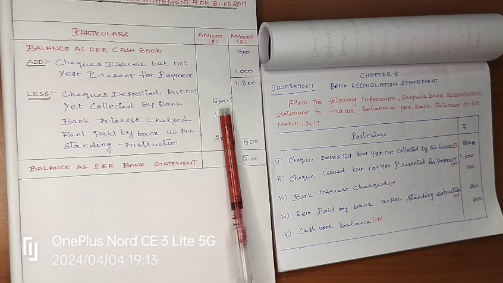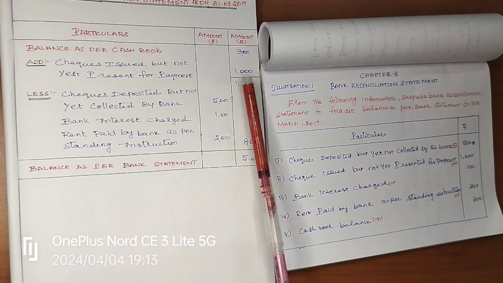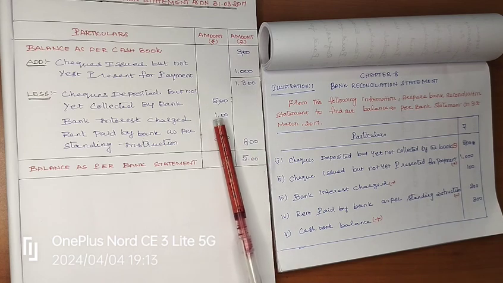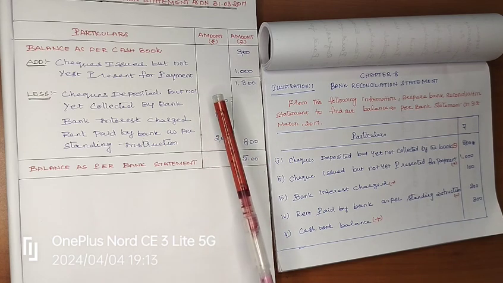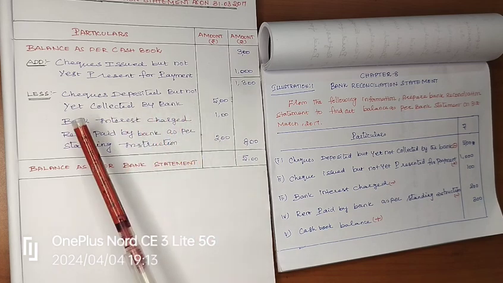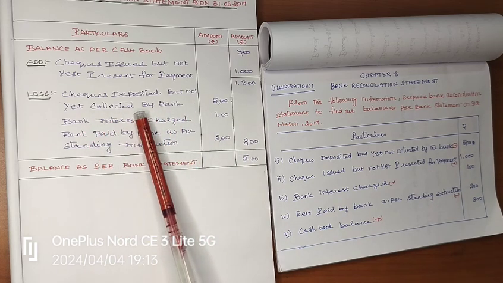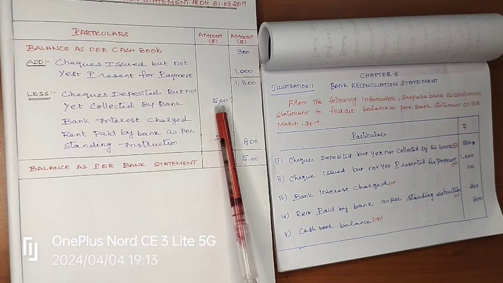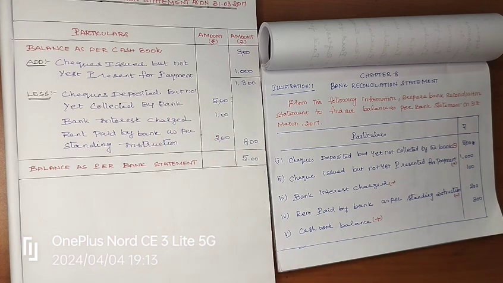Why? Because the transactions to be added, we enter the amount in the outer column, and the transactions to be subtracted, we enter in the inner column. So we entered this subtracted transaction in the inner column. What are the transactions related to subtraction, we have to enter that amount in the inner column.